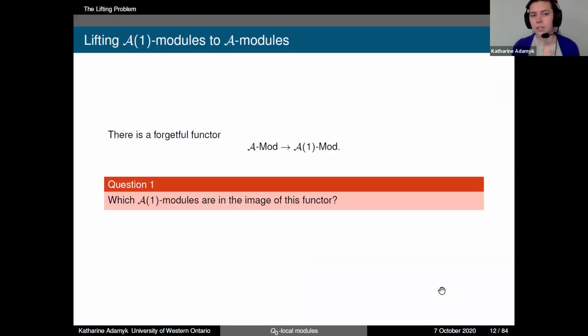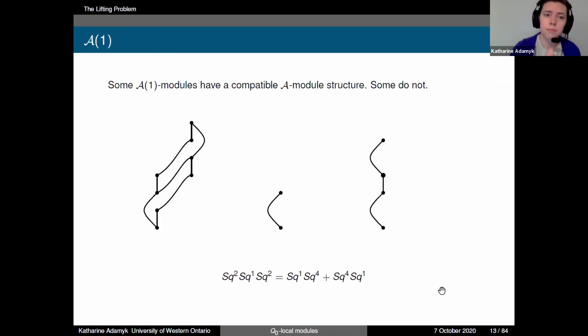There's a forgetful functor from modules over the Steenrod algebra to modules over A1, right? I just forget the action of the higher squares. A natural question we might ask is which A1 modules are in the image of this functor? Equivalently, we might phrase this question as: when does an A1 module have a compatible A module structure? Some do and some do not.